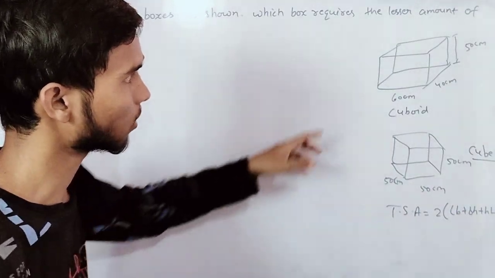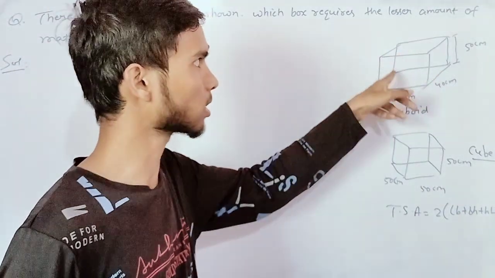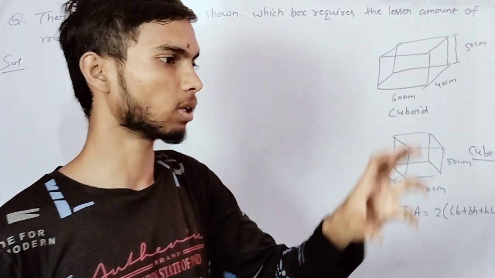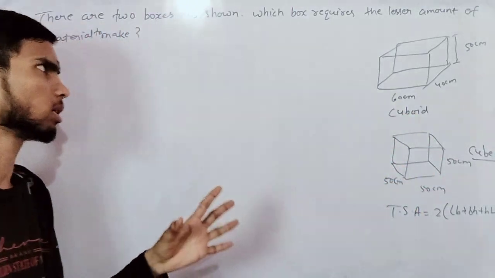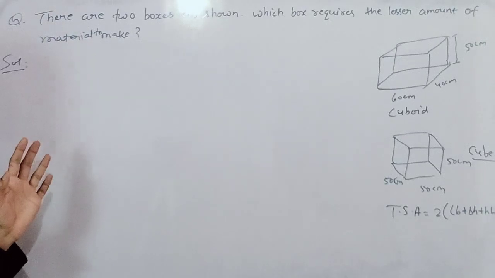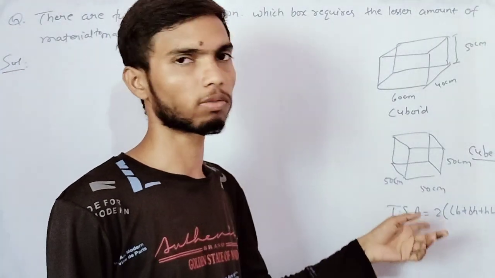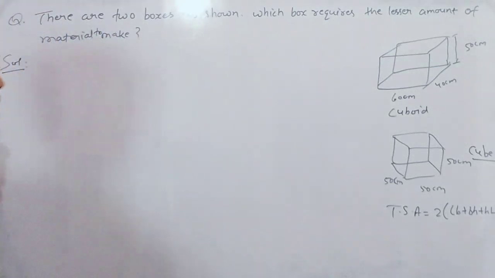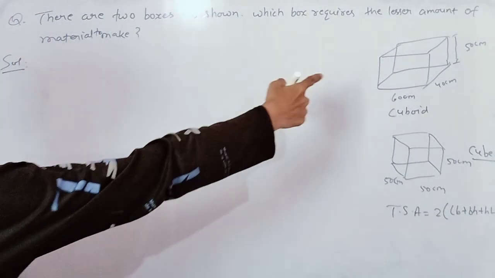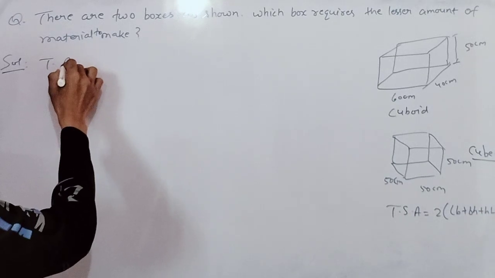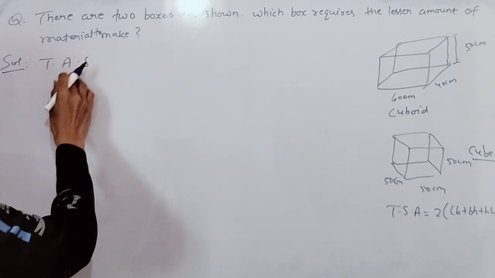Now, the total surface area of this cuboid is what? 2 into LB plus BH plus HL. This is the total surface area of this cuboid. The total surface area of a cube is 6a square. So let's start from this.